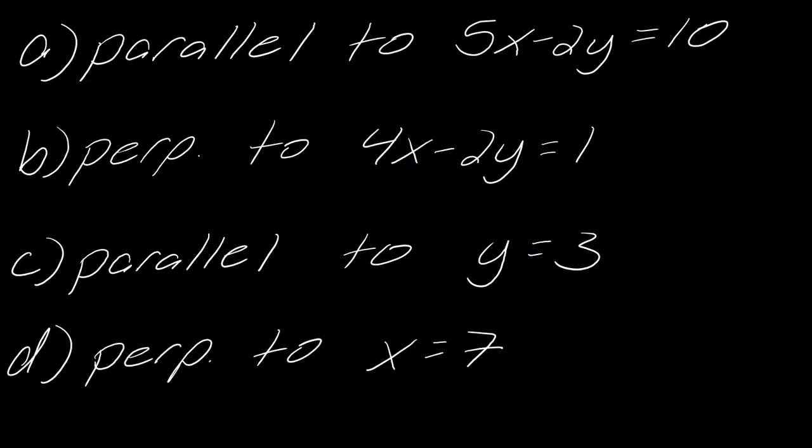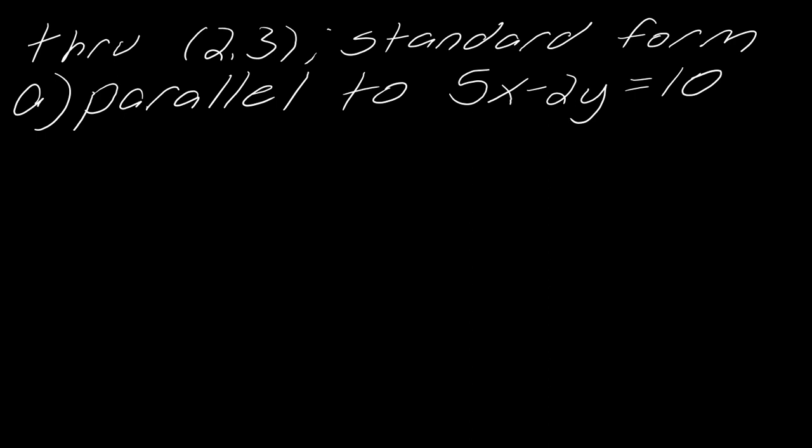So I have 4 different examples that I'm going to go through, and you can see the conditions here. Okay, we're going to start with a line that's parallel to 5x minus 2y equals 10. Remember, we're going through the point (2, 3), and we want this in standard form. The first thing I've got to do is write this in slope-intercept form, so I've got to solve for y.